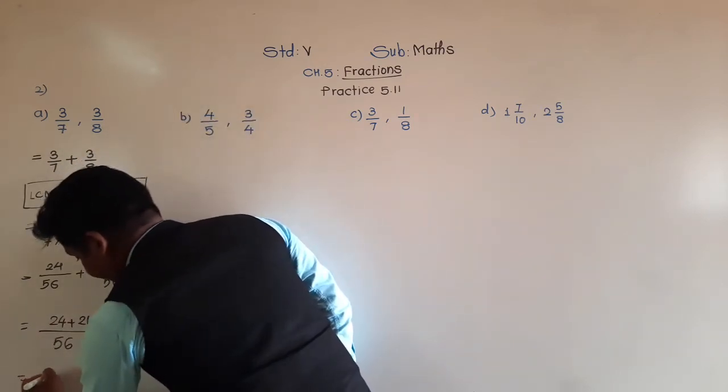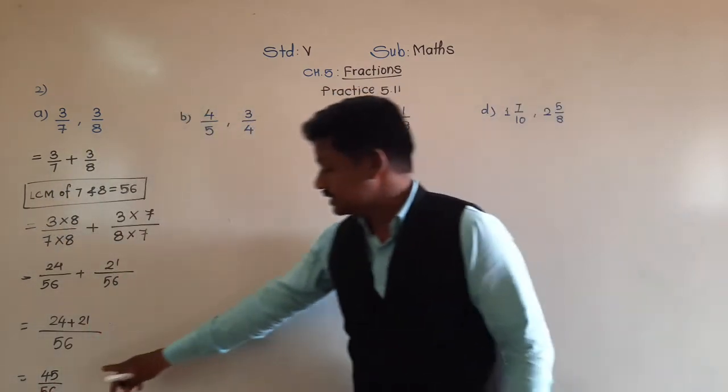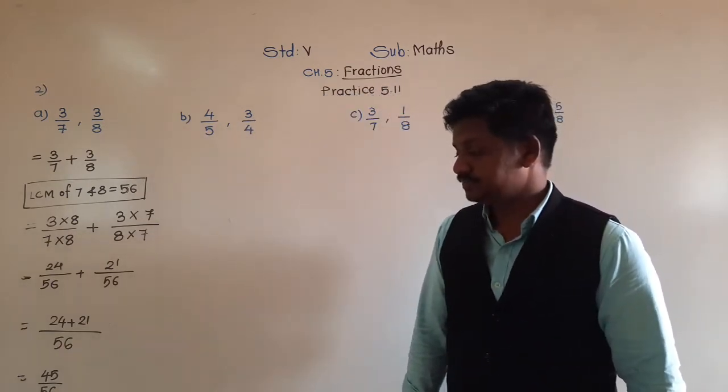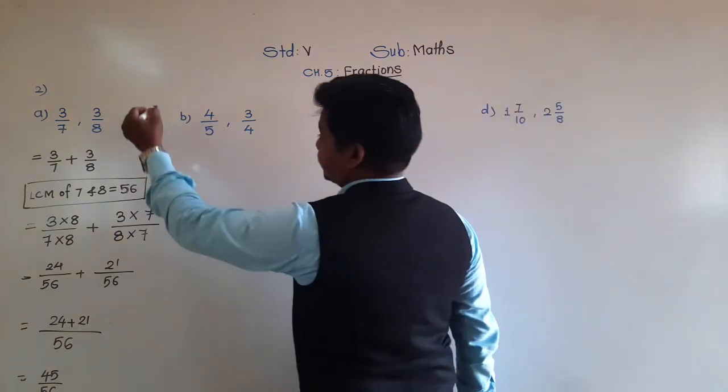24 plus 21, 45 upon 56. This is our answer. After that, see whether 45 and 56 are divisible by any same number. No. So this is only the final answer.